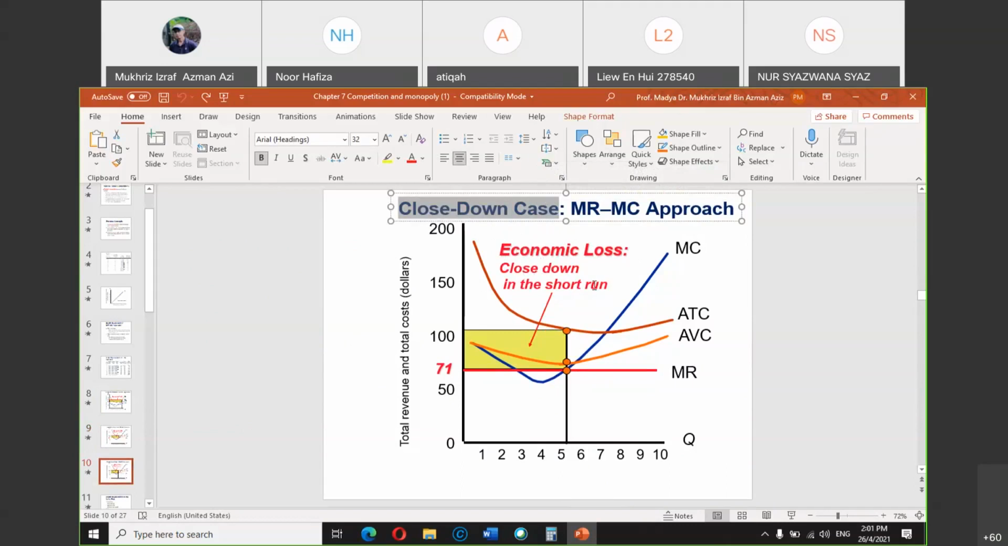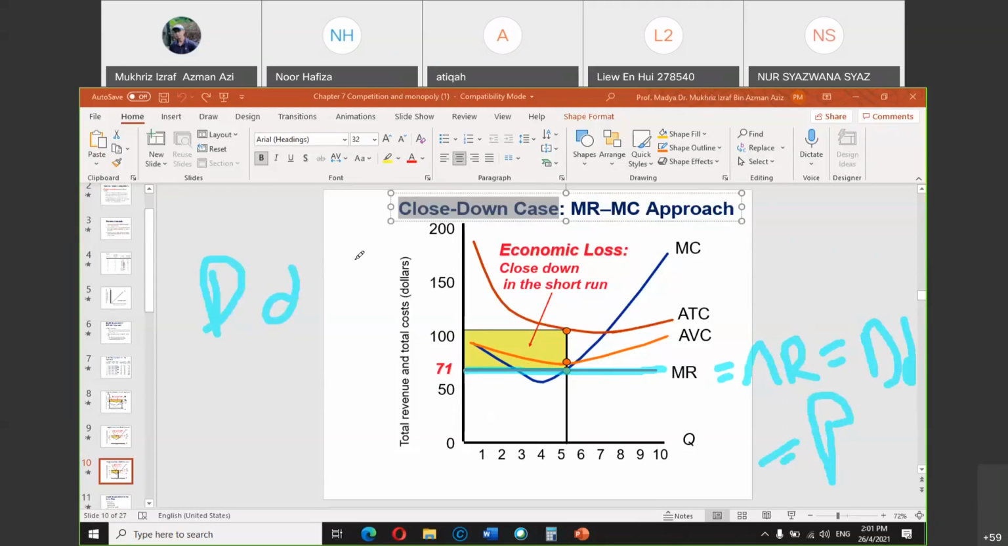For this condition, you need to look at the position of the demand curve. This is the demand curve, the MR. Remember, MR is also equal to AR, is also equal to demand, is also equal to price. So this line is also the demand curve. When the demand curve or the MR curve is less than the average variable cost, meaning the demand curve is below the average variable cost, the firm needs to shut down, meaning stop business completely.